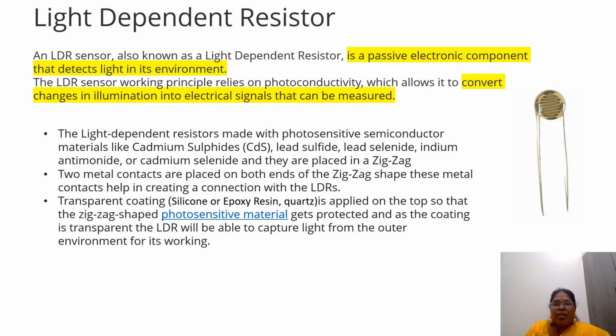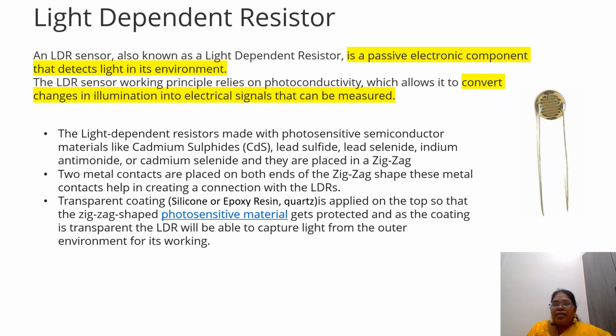It is a passive electronic component that will detect the light from the environment. It works based on the principle of photoconductivity, which is nothing but converting light into an electrical signal so that it can be measured. The LDR is made of a photosensitive semiconductor, such as cadmium sulfide, lead sulfide, lead selenide, indium antimonide, or cadmium selenide.